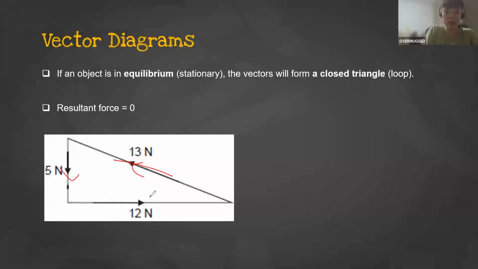Go like that, then like that, then like that. Hopefully you can see the closed triangle. This is for objects that are stationary or in equilibrium, meaning not moving. So the resultant force for this object is 0. That's why it doesn't move, it stays there. If there's a resultant force, then the object will start to move.